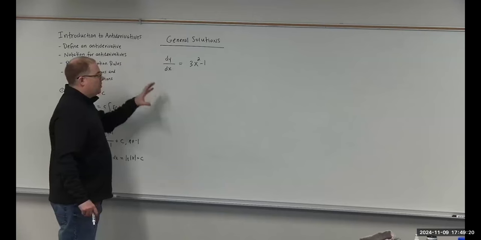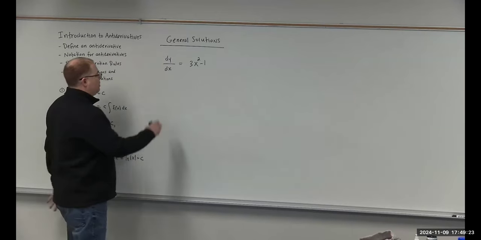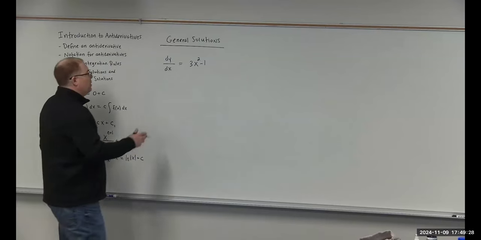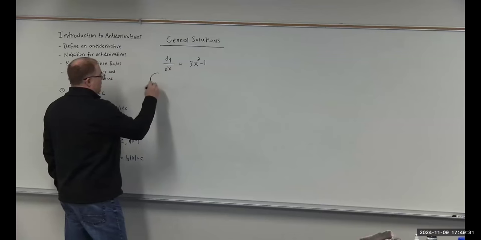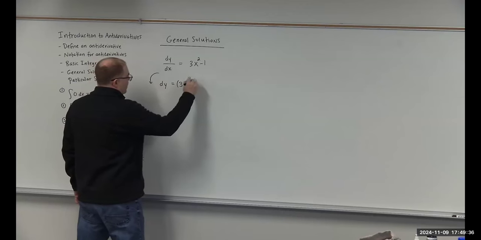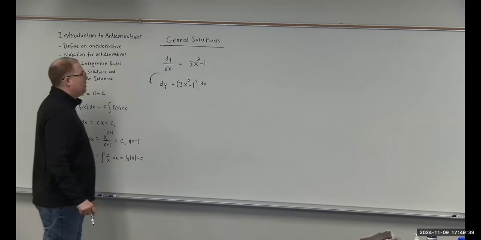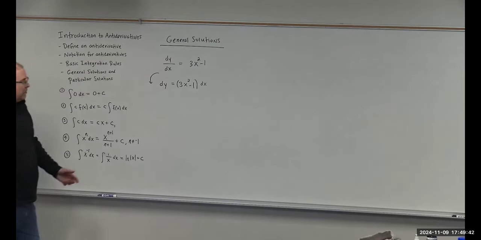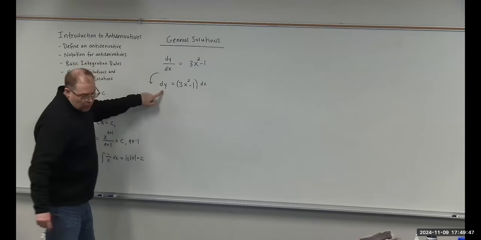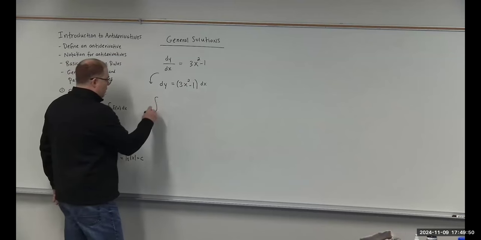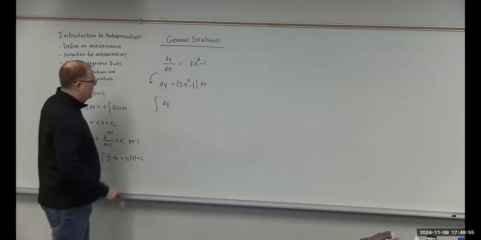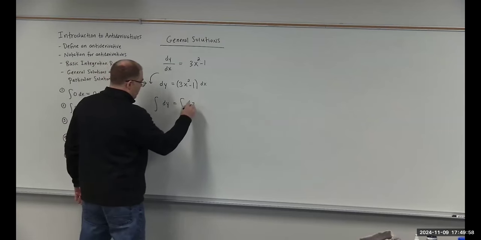The first thing to do when you see something like this is to apply what's called the method of separation of variables. So this can be written as dy equals 3x squared minus 1, all multiplied by dx. Because the goal is to figure out y, we take the integral. The integral of 1 dy is just y. So if we take the integral of this side, then we must take the integral of the other side.